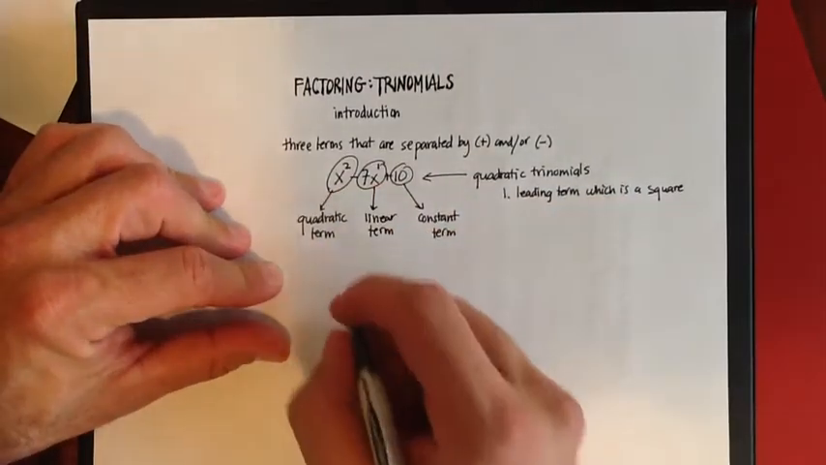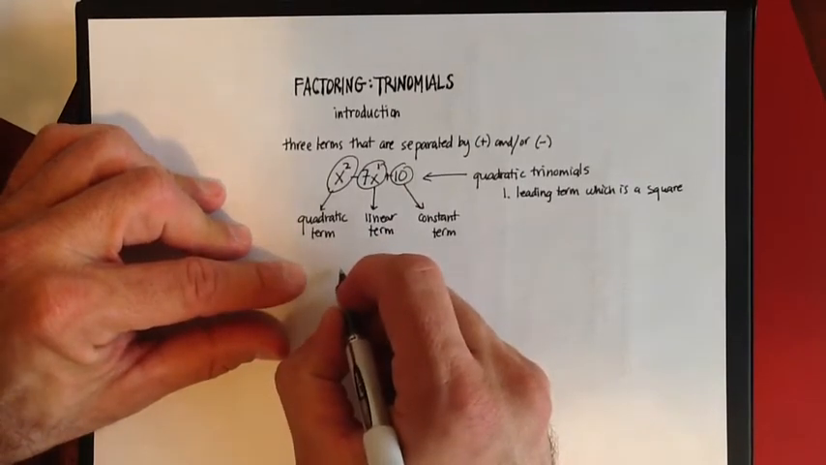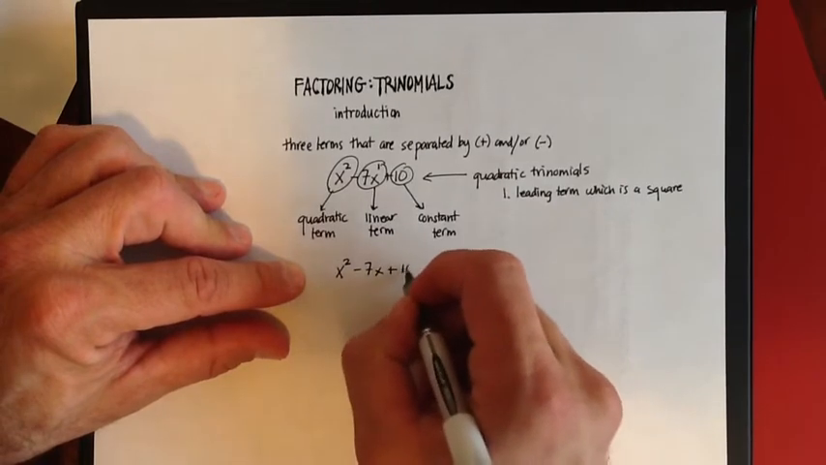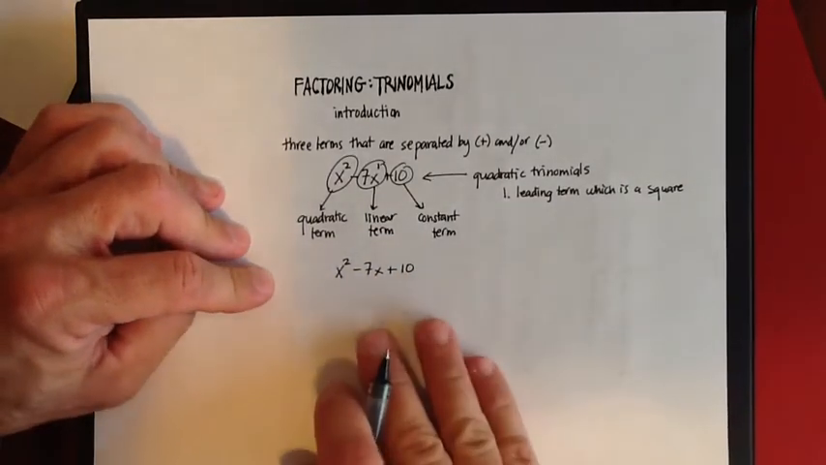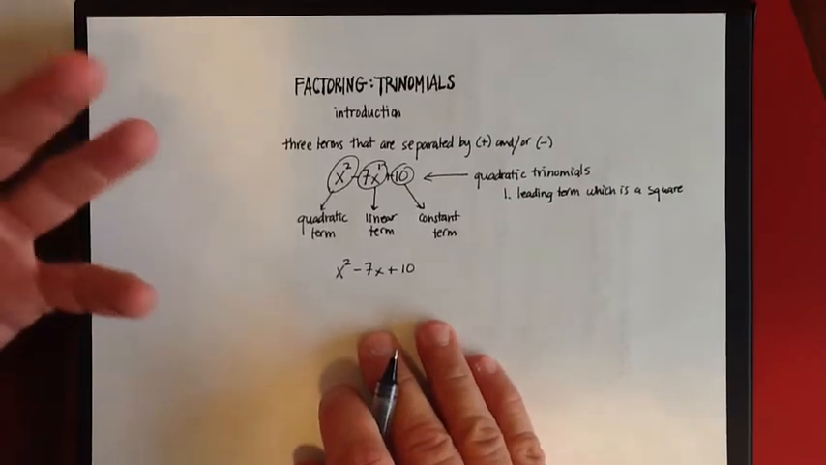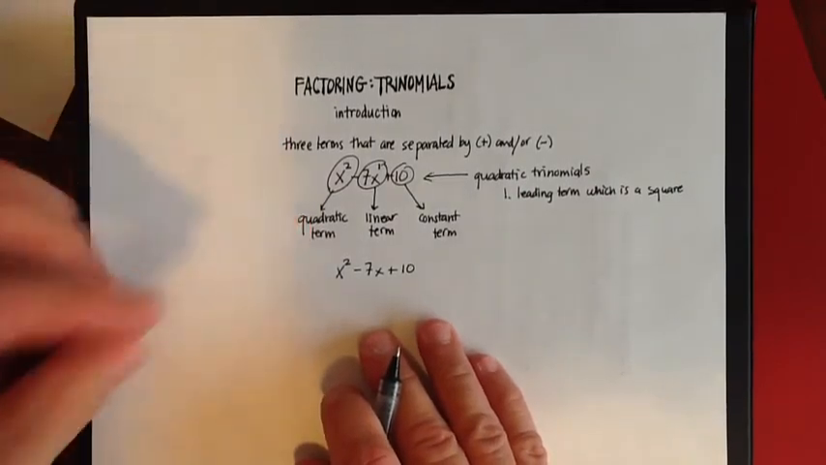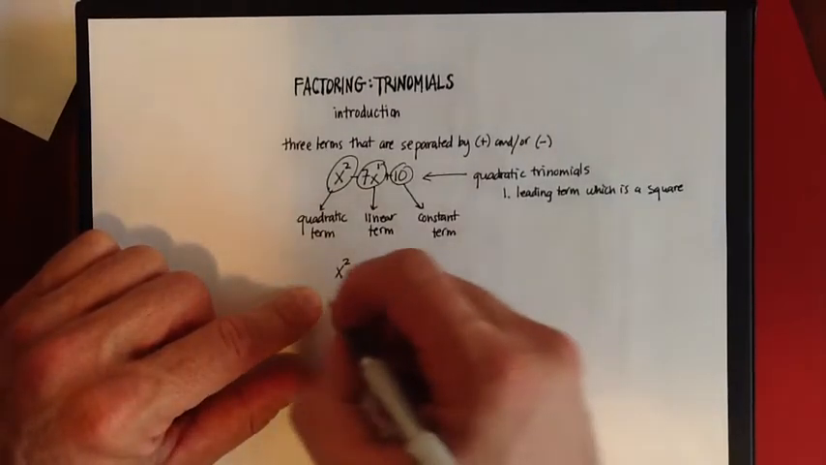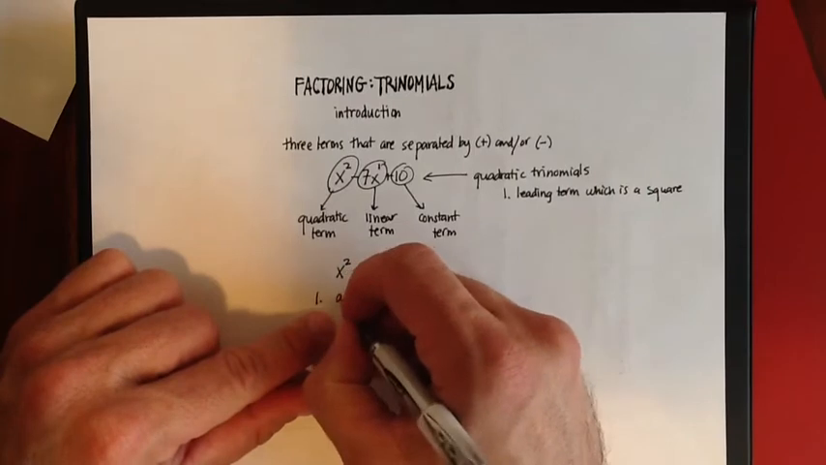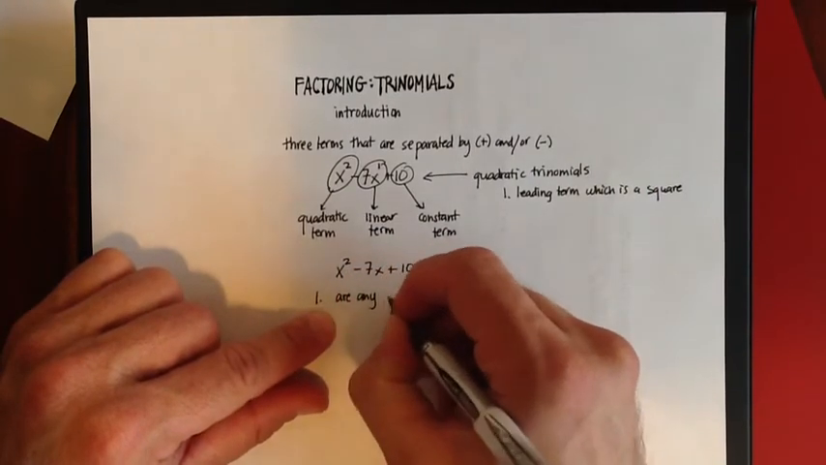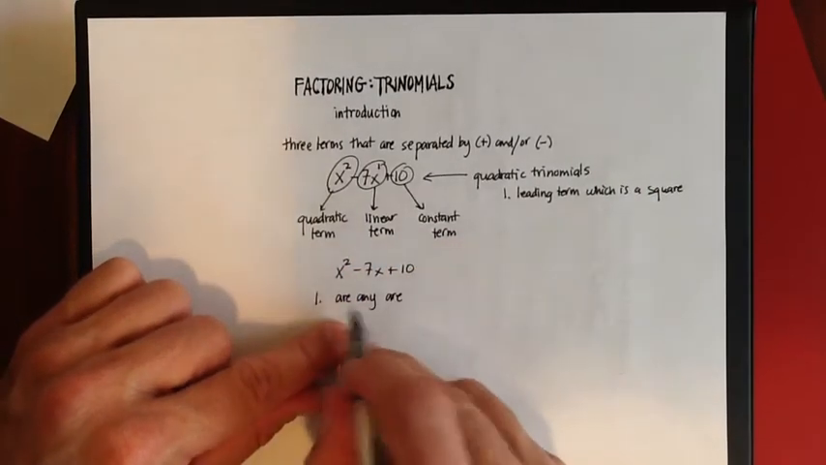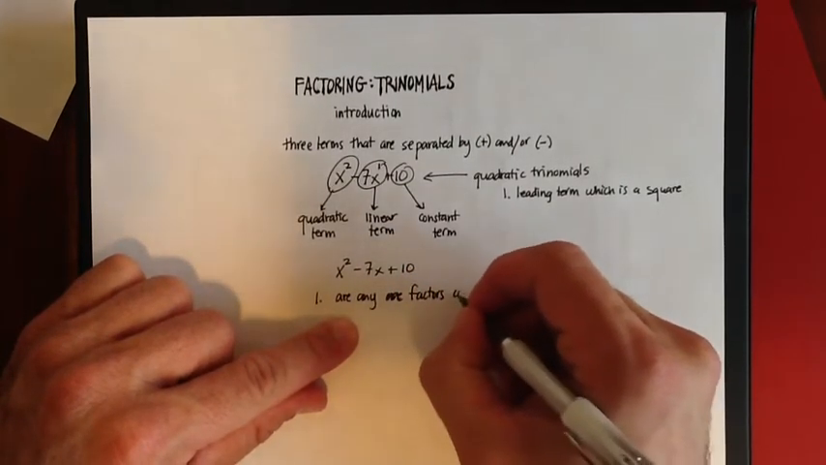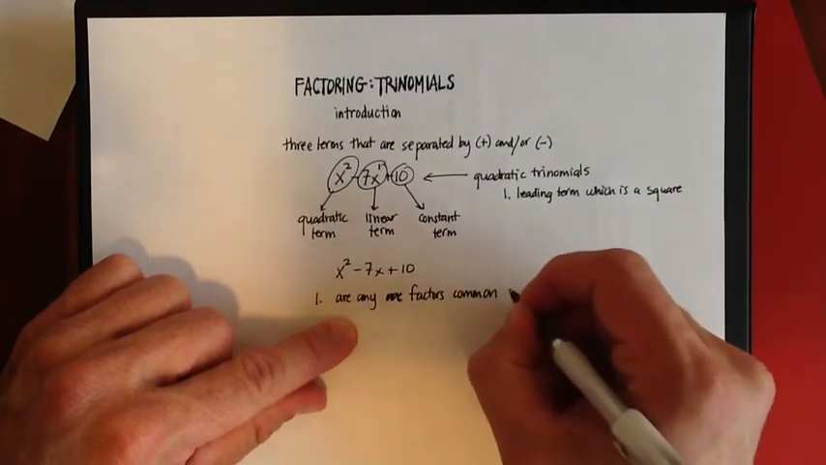Okay, let's go back to our initial quadratic trinomial, x squared minus 7x plus 10. And now we're going to start talking about how to recognize the 4 types of trinomials that I want you to be able to factor. The first question being, are any factors common for each term?